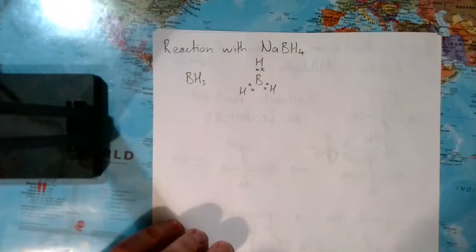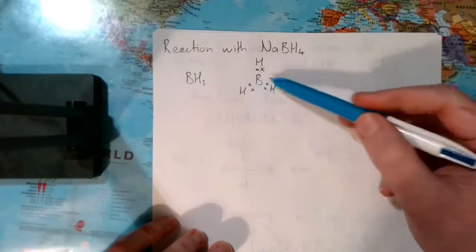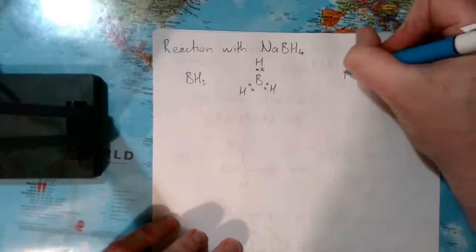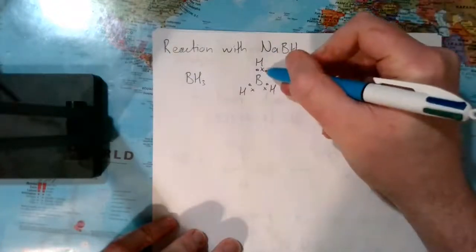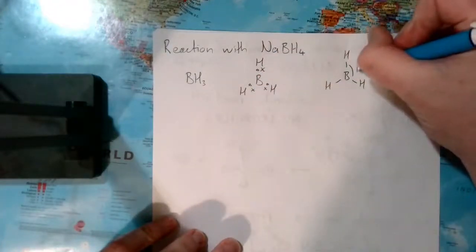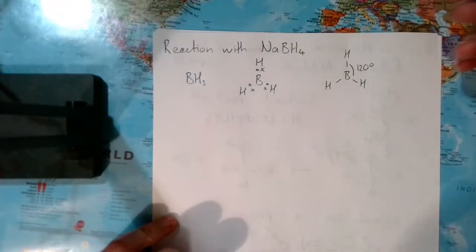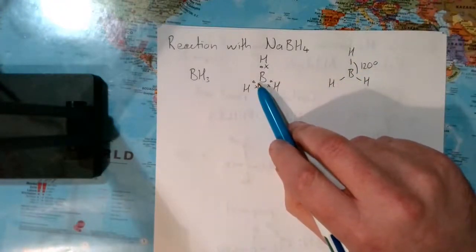Now, in year 12 you should have come across BH3, which has the boron with its 3 outer electrons forming 3 covalent bonds with hydrogen. Hopefully you remember when you looked at this in year 12. 3 bonding pairs, no lone pairs, equal repulsion, 120 degrees. And in year 12, you no doubt said, hang on, boron doesn't have a full outer shell, how can this be stable? And you were kind of onto something. It is not stable as BH3 on its own.